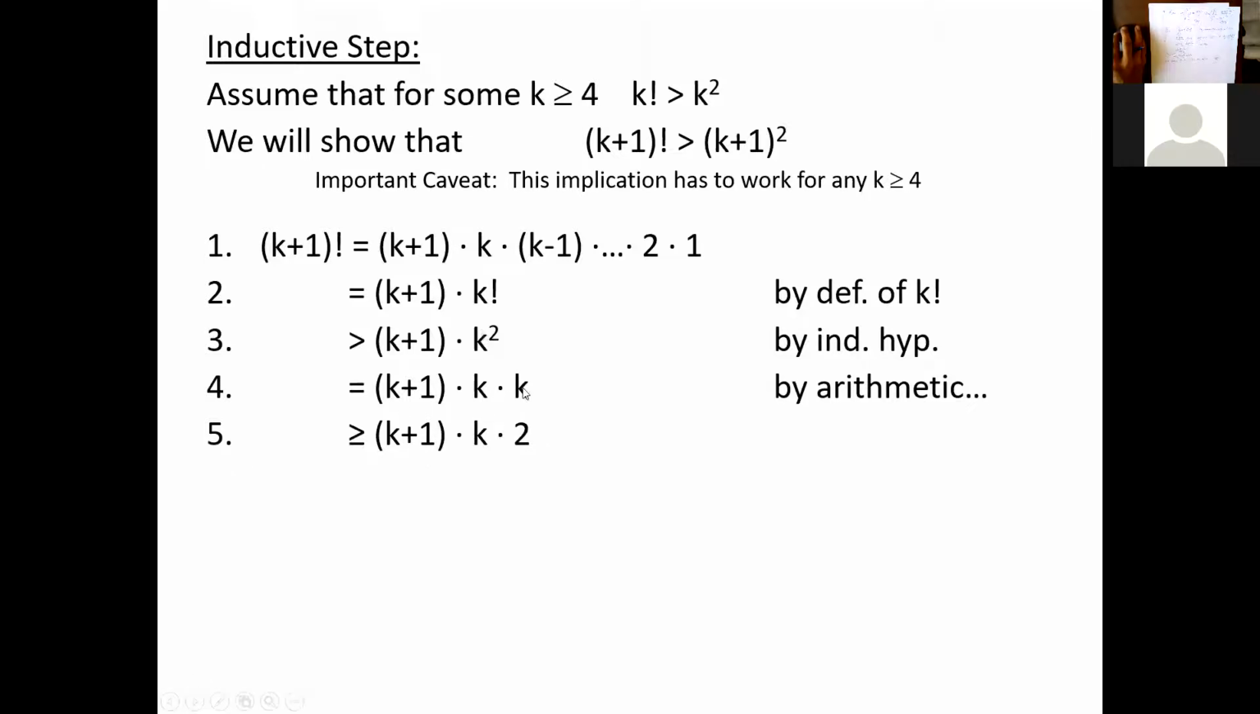I rewrite k squared as k times k, okay, nothing strange. Then the fact that k is greater or equal to 4, I will use to argue that this cubic is lower bounded by this quadratic. I just take k greater or equal to 2, because that's all I need to show that this thing is greater than this thing. Even if I lower bound k by 2, this is still greater than that. But at least we are comparing apples to apples, because this is a quadratic and this is a quadratic expression, right?